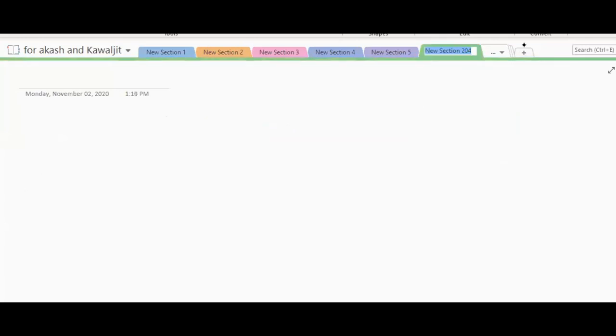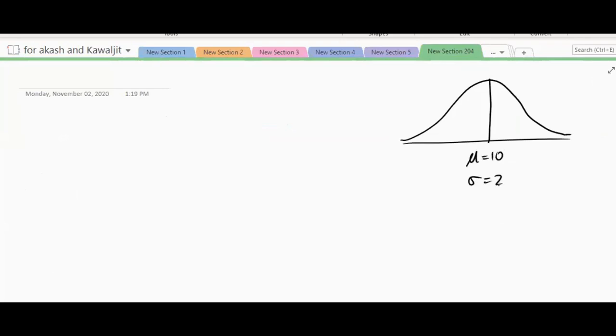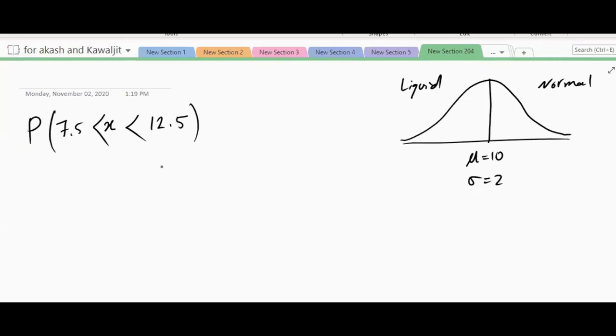So now let's make the question a little harder. The story is still the same. You're producing these liquid containers. The mean is 10, standard deviation is 2. It follows a normal distribution. It's about a liquid. And I ask you, what is the chance that something between 12.5 and 7.5 happens?